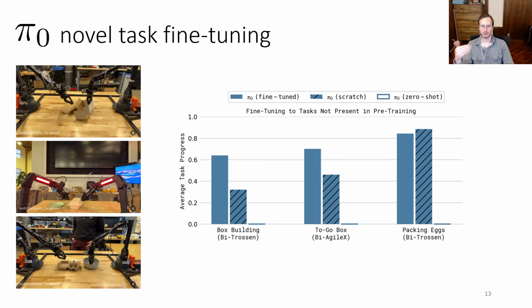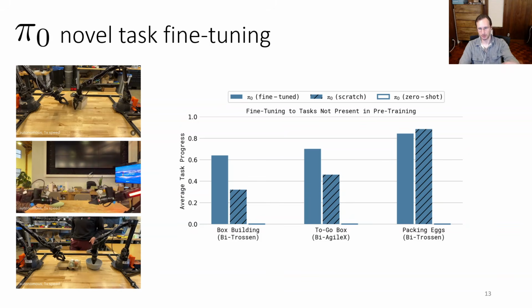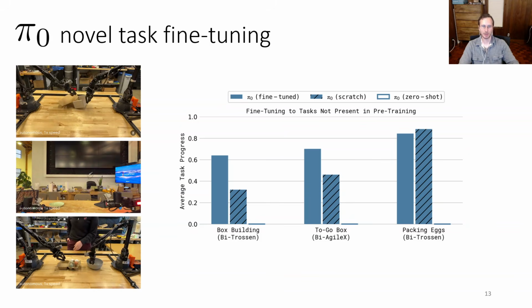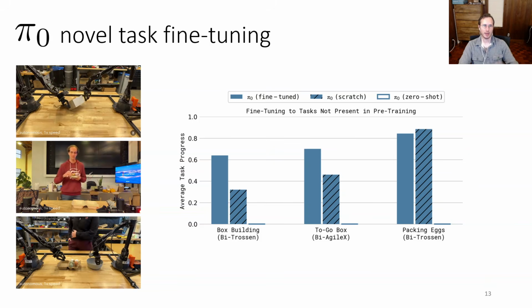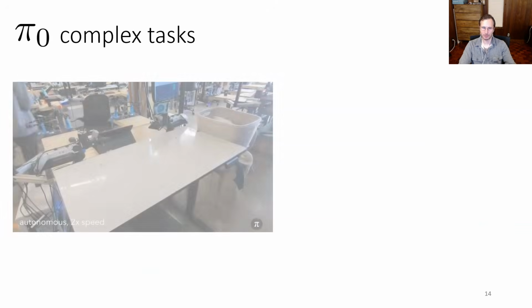And you can see that the full model is 2 times better than the baselines for building the box, and quite a bit better for some of these other tasks. Of course, on some tasks, the pre-training doesn't make as much of a difference, but in many cases, it makes a really, really big difference. And these are new tasks that were not seen in pre-training, so it's kind of the hardest case for using pre-trained models.